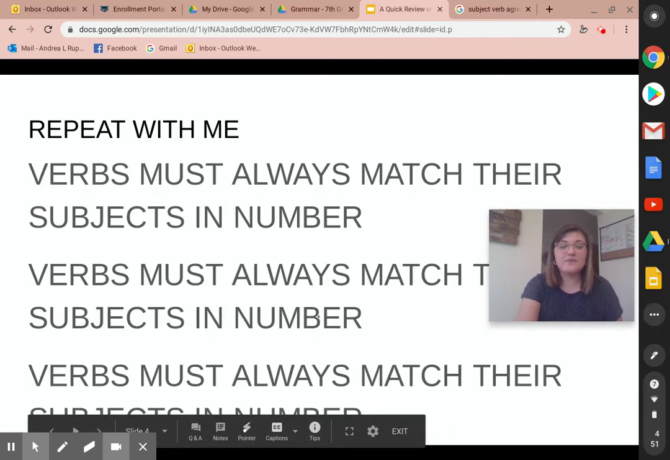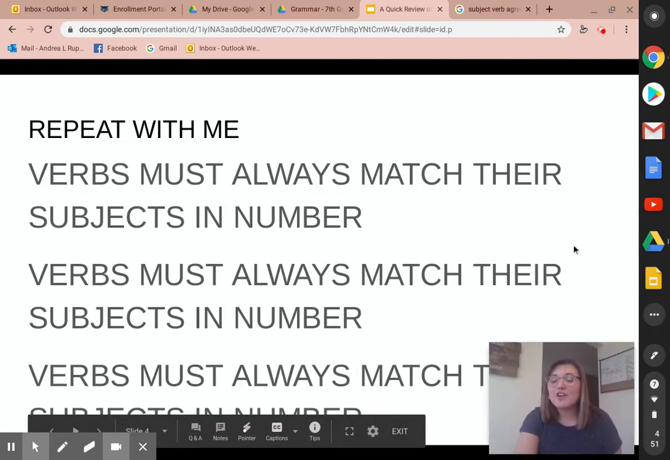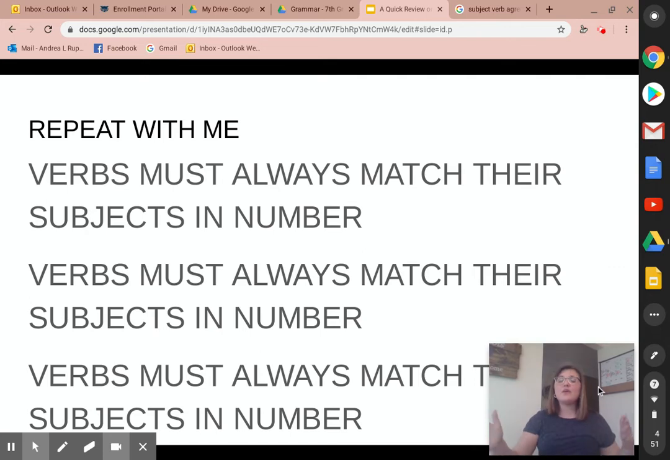All right. Now, you know how much I love repetition, so let's repeat with me. It might be silly, but just do it with me, okay? Verbs must always match their subjects in number. Verbs must always match their subjects in number. Say it one more time. Verbs must always match their subjects in number. Now that we have that down, let's talk about what that means.